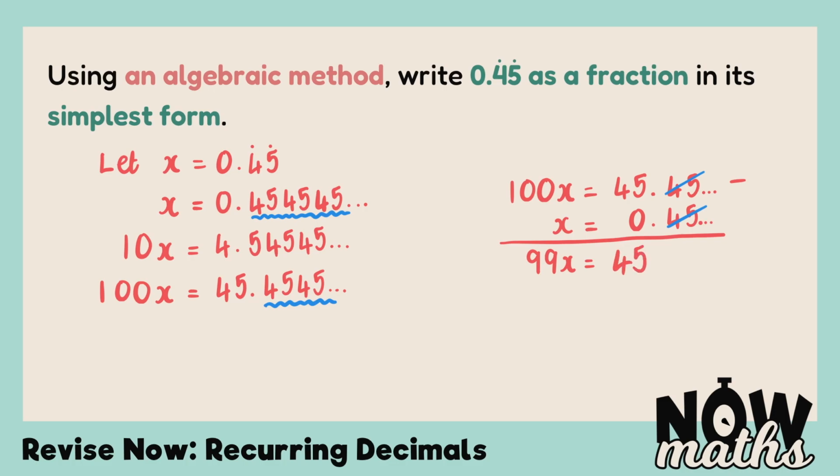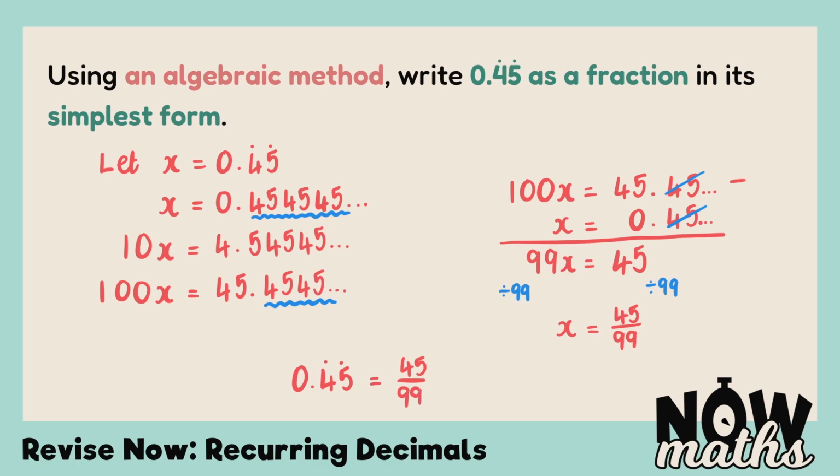We're then left with an equation of 99x equals 45. So to solve for x, we divide by 99, leaving us with x on the left, and 45 divided by 99 we can write as 45 over 99. And since we started out by saying that x equals 0.45 recurring, and we've ended with x equals 45 over 99, that tells us that 0.45 recurring is equal to 45 over 99.